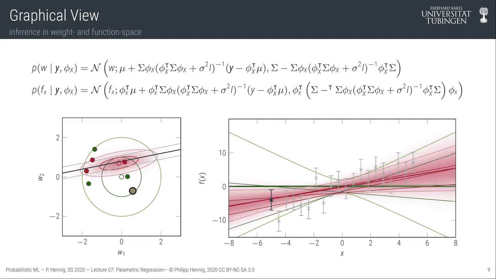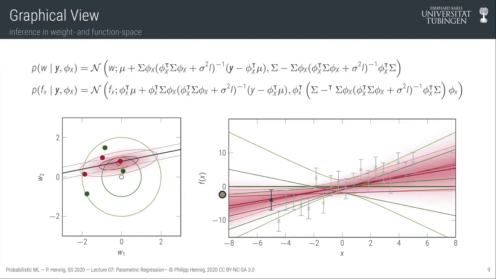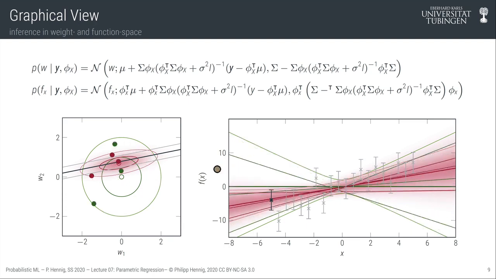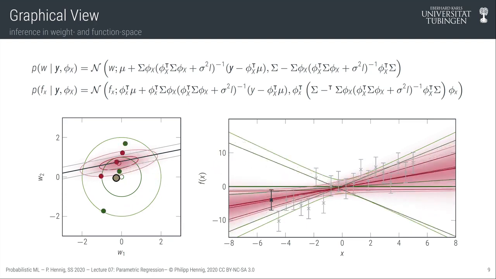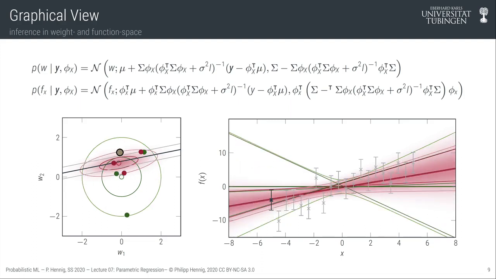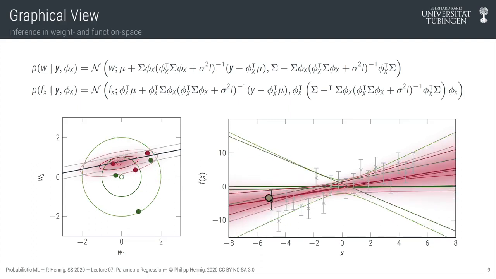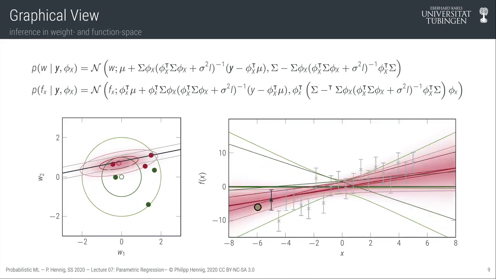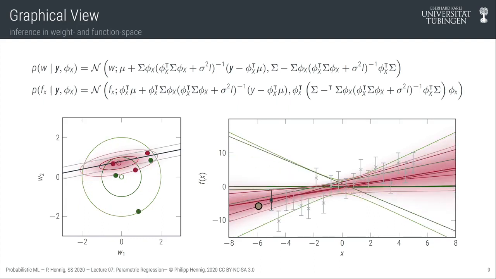So the product of this green distribution with this blue distribution is this red distribution, which is our posterior distribution. You can see what the likelihood tells us. This one data point, written in terms of the weights, is telling us that the correct function probably has a positive slope because this point is below the 0. And according to this data point, it might not have an intercept.